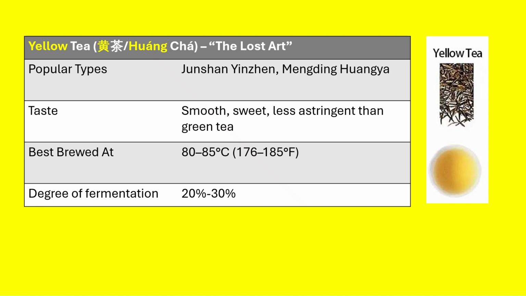The popular types of yellow tea in China are Junshan Yingzhen and Mengding Huangya. The taste is smooth, sweet, and less astringent than green tea. They are best brewed at 80 to 85 degrees. The degree of fermentation is between 20% and 30%.